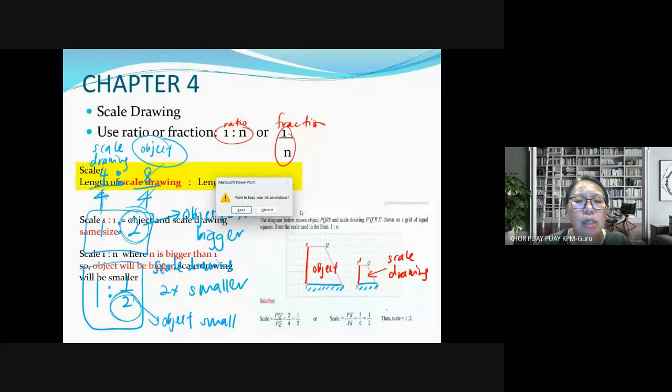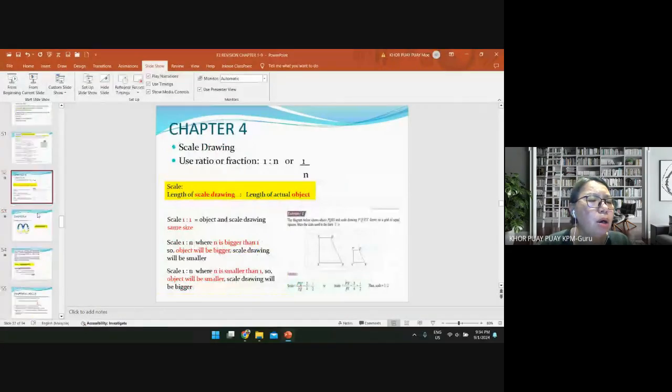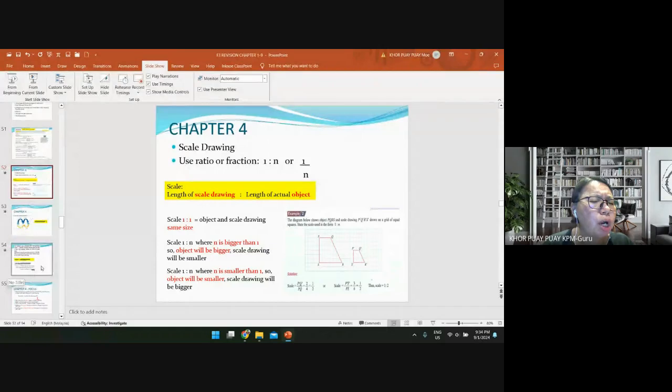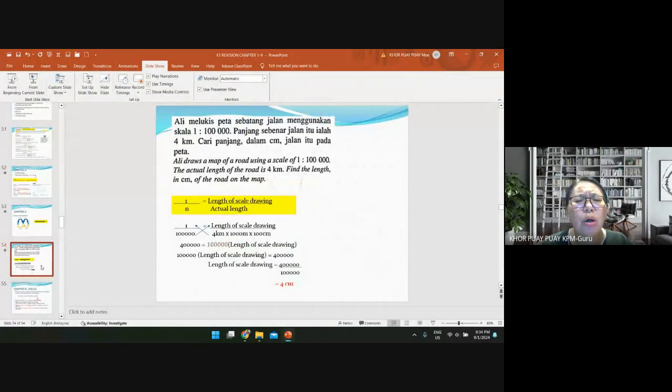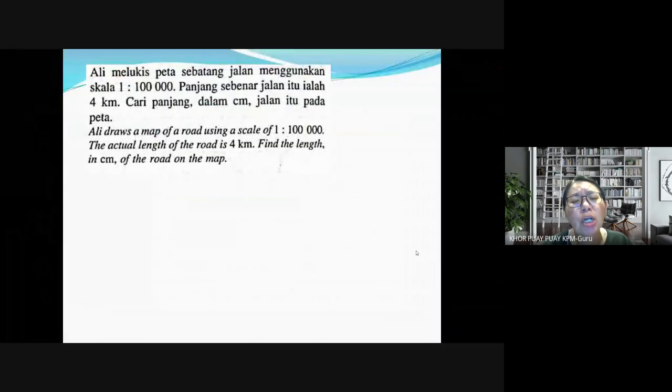Okay, I'm going to jump to the problem solving question. They give you the actual size of a road, of a highway, of a river. That is always the favorite question. Then they ask you to find the size or the length on the map. What do you mean by on the map? It means the scale drawing. You resize it and draw on a piece of paper.